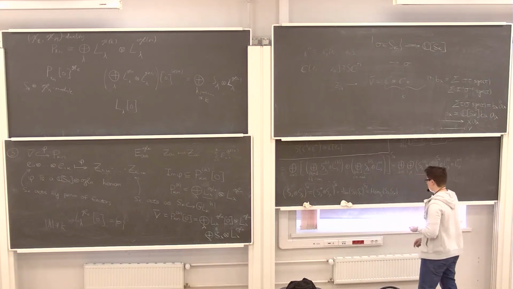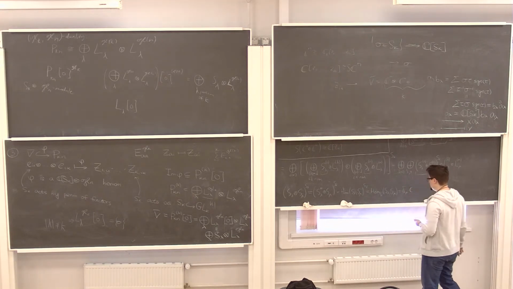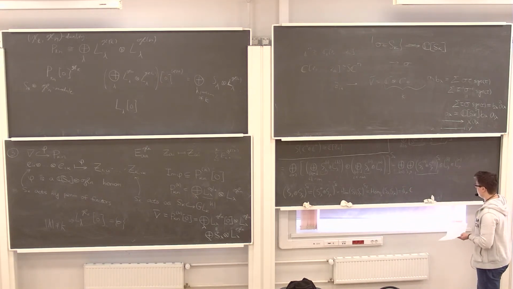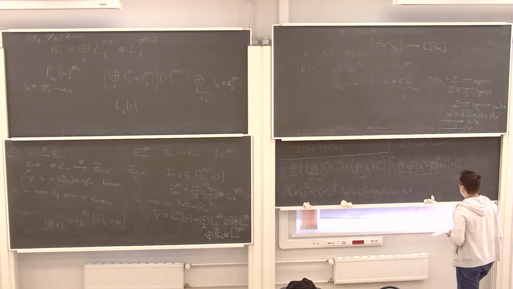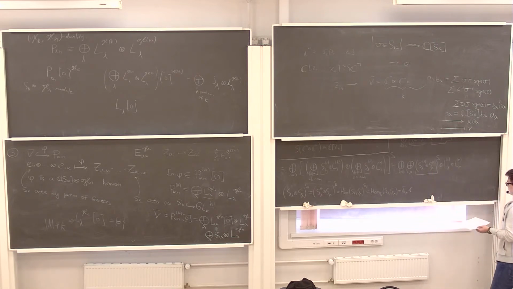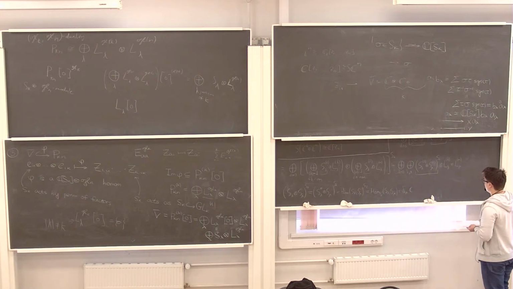And by Schur's lemma, we know that this is delta lambda mu. So the only way for this thing to be non-zero is when lambda is equal to mu, and otherwise it is just C.